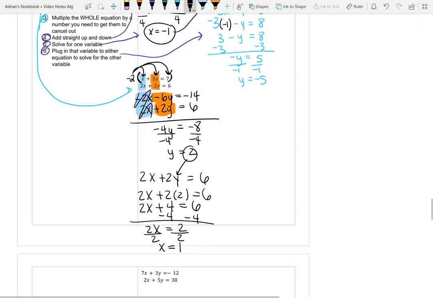So remember, your final answer, though, always has to be an xy point. So make sure that you go back up and you write 1, 2, because that's my xy point.